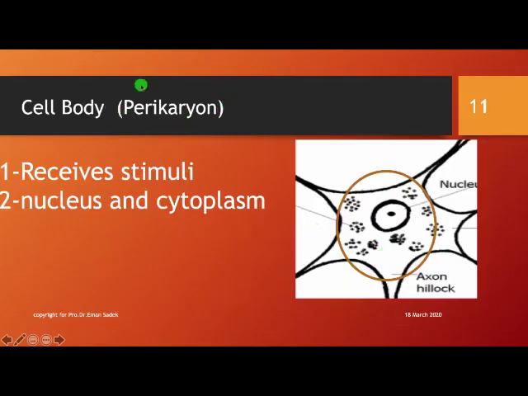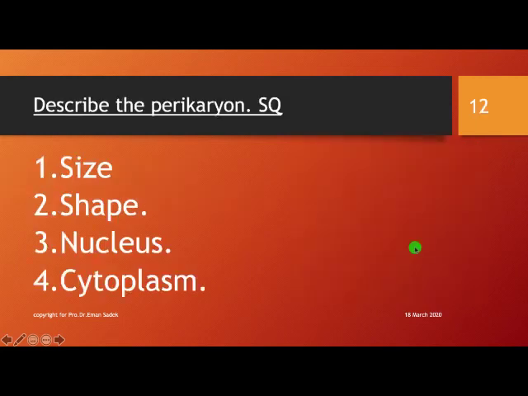The cell body has another name, which is perikaryon. Peri means around, karyon means the nucleus. So this is the perikaryon or the cell body. This part is responsible for receiving stimuli, and it contains nucleus and cytoplasm. So it is responsible for receiving the stimuli, and it is formed of nucleus and cytoplasm.